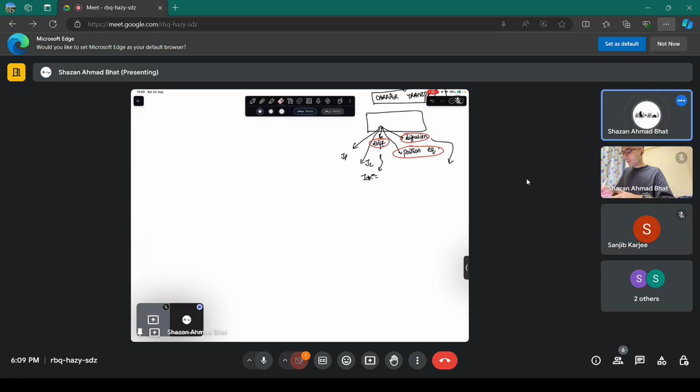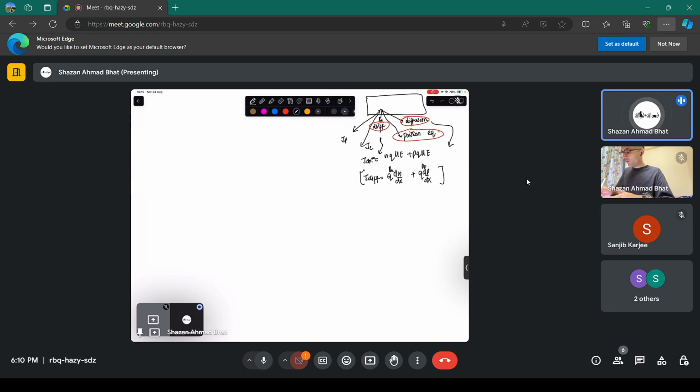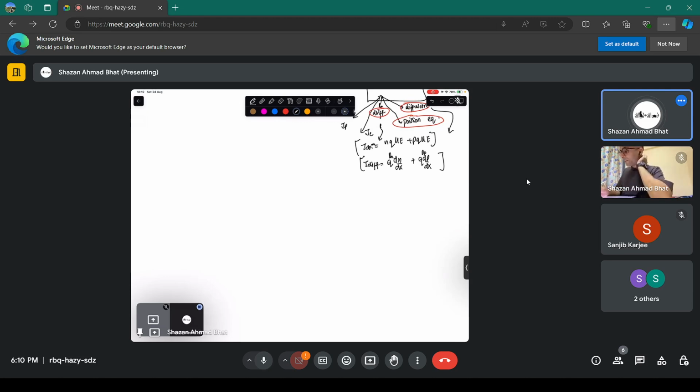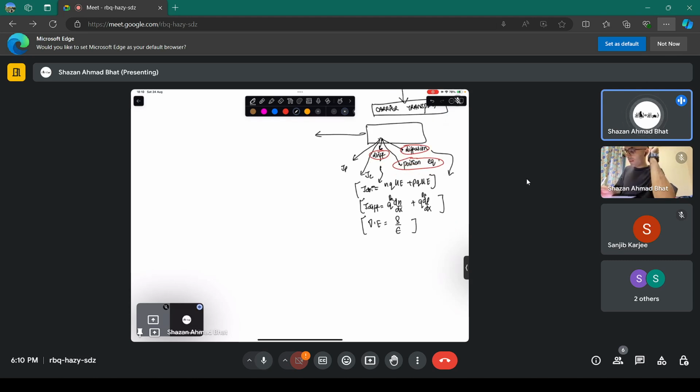The current, because of the diffusion from Fick's law, directly comes out to be q times Dn dn by dx plus q times Dp dp by dx. And now here is n q mu e plus p q mu e. So this is the diffusion current, this is the drift current, and then there is the Poisson equation, which is something like this.